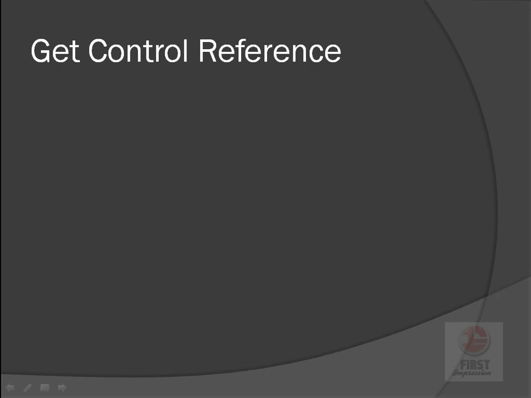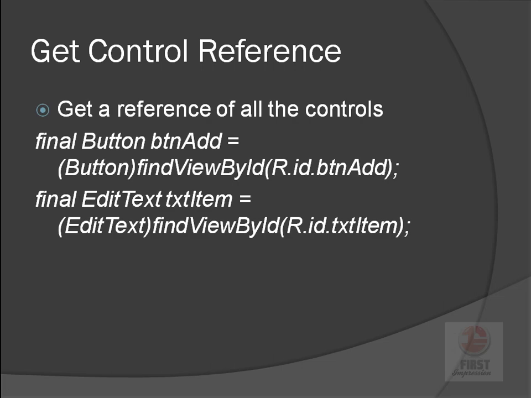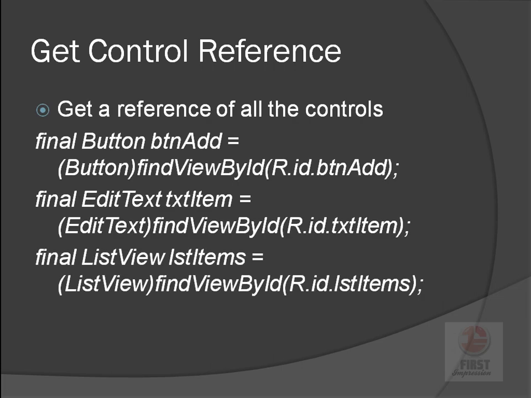Step one is very obvious. We have to get the control reference. So we'll get the control reference of the button, of the edit text, and of the list view. Getting the reference of the list view is similar to getting the reference of the other two controls. We say final ListView, the name of the control, equals to ListView findViewById R.id.lst items. This was the ID of the list view that we had given in the previous slide.